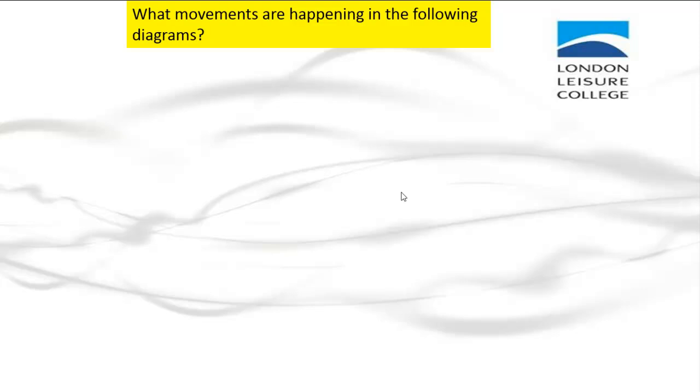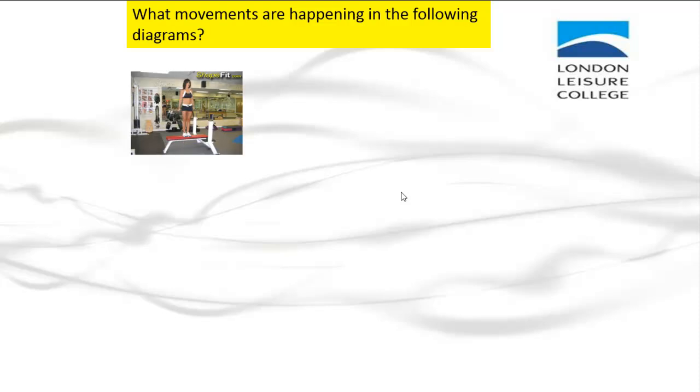I know that's quite a lot to take in, so just to check that you understand this, here are some diagrams, and I'm going to ask you what movements are happening in them. You have a lady doing step-ups, so tell me or write down what joint action you think is happening as she steps up. What's happening in the left hip as she's standing up? Write down the name of the joint, in this case the hip, and then what the joint movement would be. So it'll be hip something.